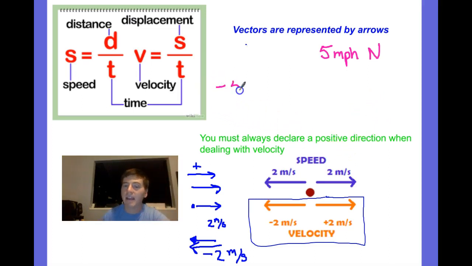So I know that negative 5 miles per hour south is the same as saying I'm going 5 miles per hour north. If I'm going the opposite of south, I'm going north. So the opposite of 5 miles an hour south is 5 miles per hour north. A negative vector flips that arrow over.